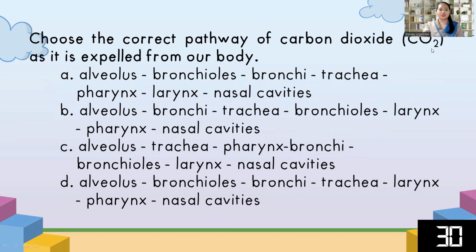Question number 12. Choose the correct pathway of carbon dioxide as it is expelled from our body. Is it A, alveolus to bronchioles to bronchi to trachea to pharynx to larynx to nasal cavities? B, alveolus to bronchi to trachea to bronchioles to larynx to pharynx to nasal cavities? C, alveolus to trachea to pharynx to bronchi to bronchioles to larynx to nasal cavities? Or D, alveolus to bronchioles to bronchi to trachea to larynx to pharynx to nasal cavities? Please key in your answer in the comment section.